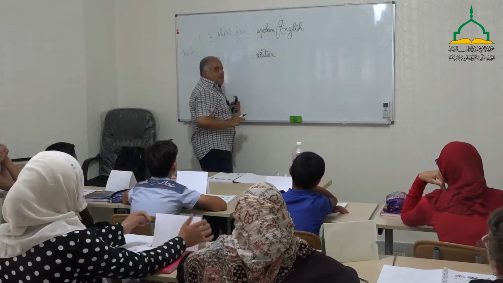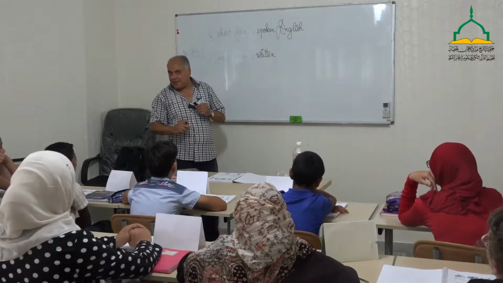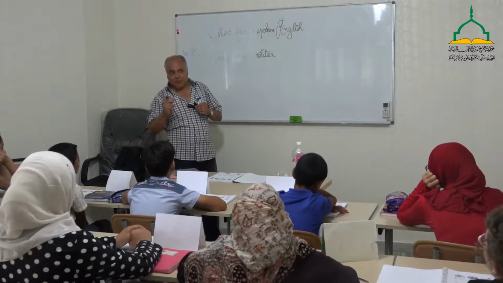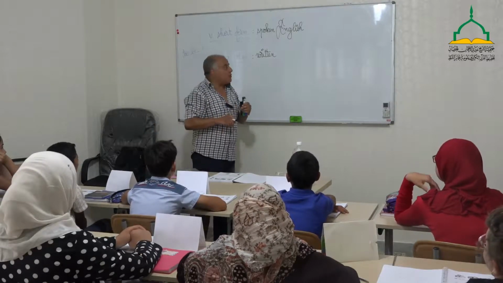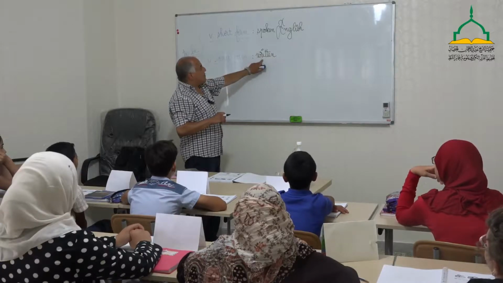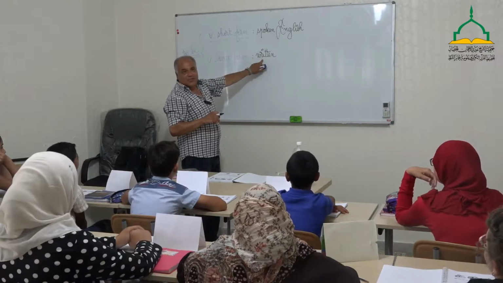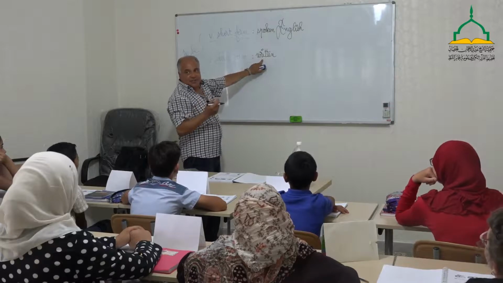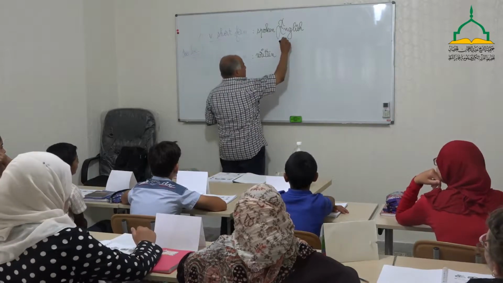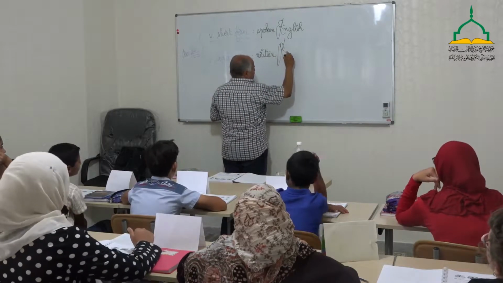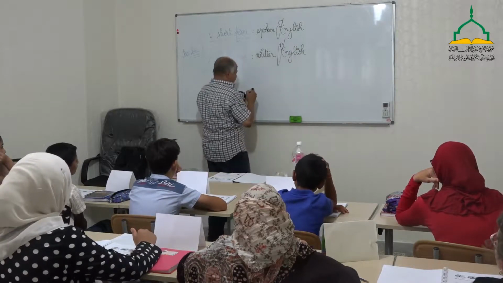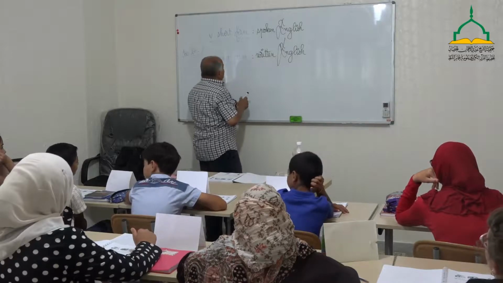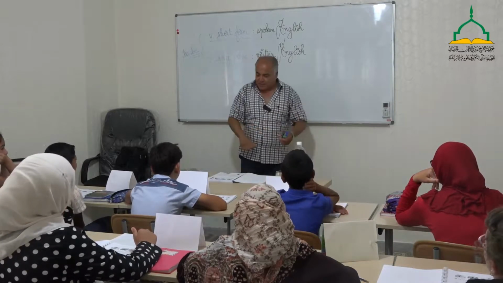Written is the past participle of the verb to write. So don't write now, just look at the board and think while I'm talking to you. So written is a past participle. It is used here as an adjective. Written English. So this is one point.